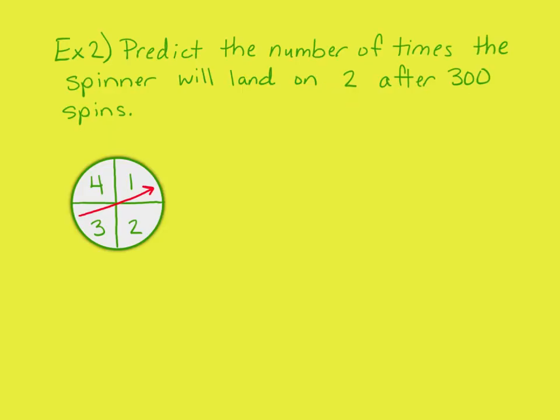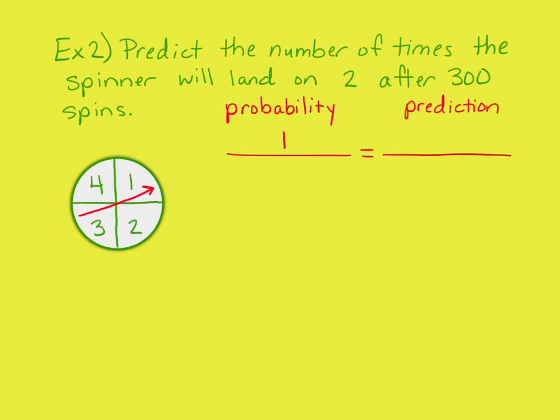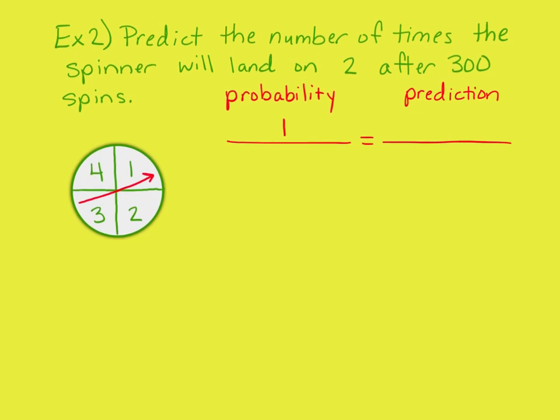Example 2, predict the number of times the spinner will land on 2 after 300 spins. So we can use probability to make a prediction by using a proportion. We'll set up one ratio or fraction for probability and one for the prediction. The probability of landing on a 2 is that there's one number 2 out of 4 numbers it could land on. So there's a 1 out of 4 chance of landing on the number 2. That's just if we spun it one time.